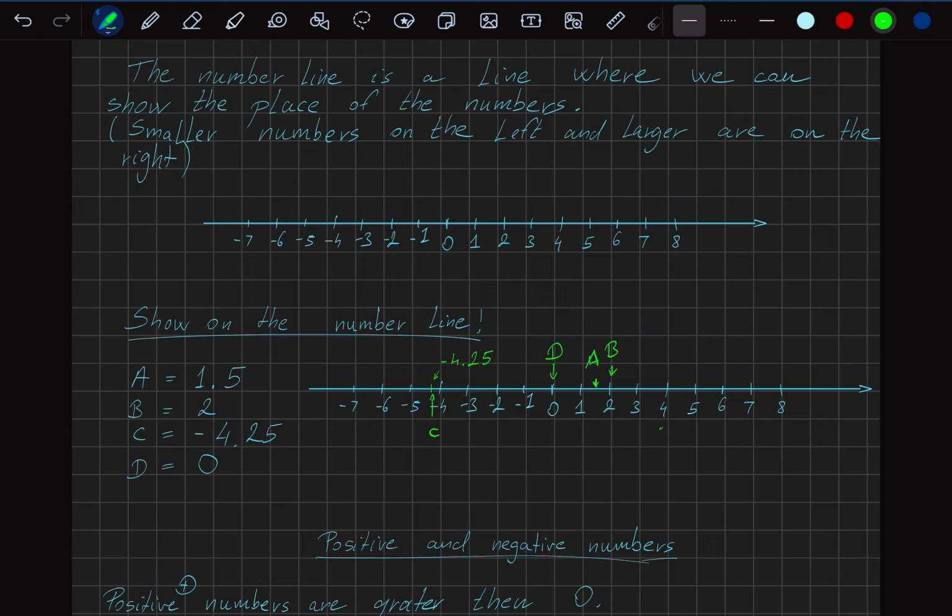Okay, sometimes you can find a problem like this, but it's moving not with one step, it's moving just a half step, like 0, 0.5, 1, 1.5. So you can write more accurate numbers on the number line. Okay.